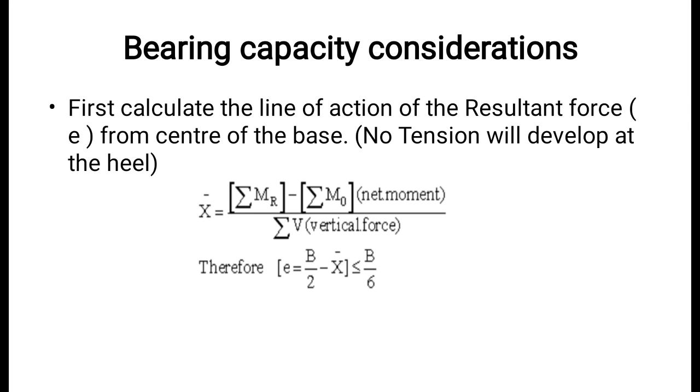Next one is bearing capacity considerations. First, calculate the line of action of the resultant force from the center of the base. We have an equation: x bar equals sigma Mr minus sigma Mo divided by sigma vertical force. Sigma Mr is the resisting moment and Mo is the overturning moment. Therefore, e, the eccentricity, is B by 2 minus x bar, which is always less than or equal to B by 6.